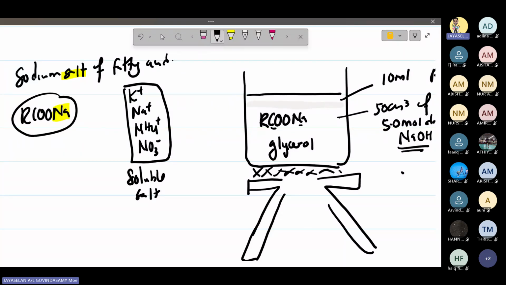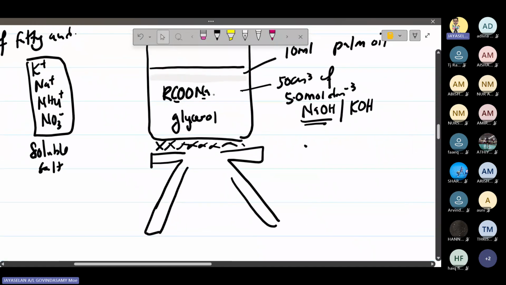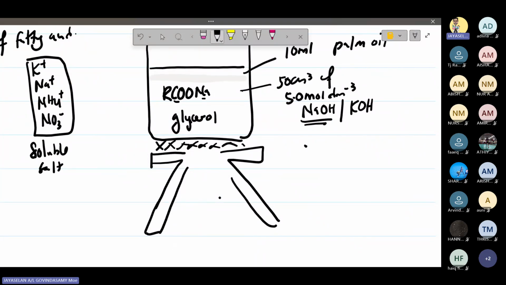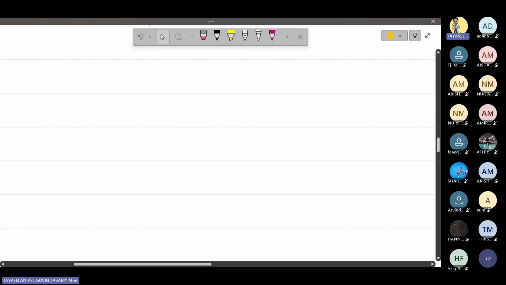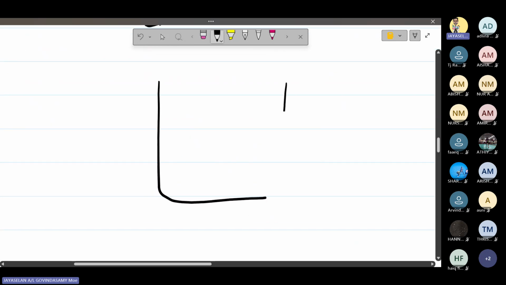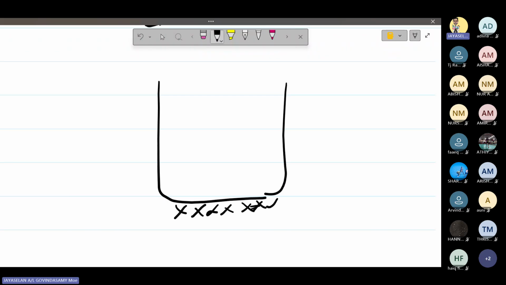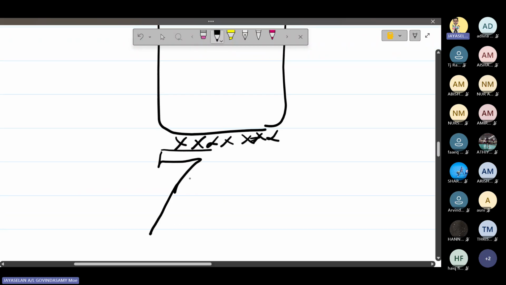That means this soap is known as what? Soluble salt. If it is a soluble salt, how to precipitate this salt? It is very difficult to precipitate the salt, to make it solid. So what do you have to do? You have to add another soluble salt to precipitate the solution. They will ask this in the exam.